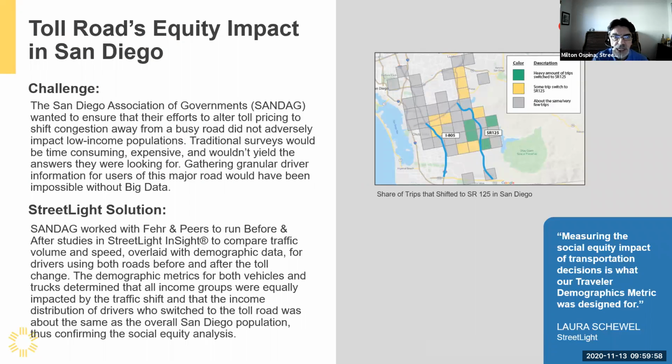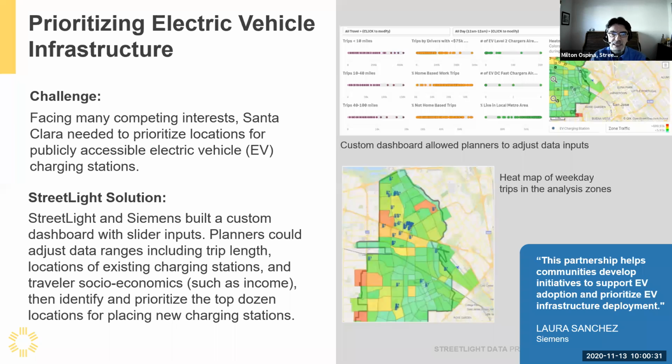This one had to do with social equity. In the case of San Diego, they were going to add a toll road. One of the comments there was, is this going to impact people of color or traditionally disadvantaged communities? They wanted to be able to look at the demographics associated with all the trips and see whether or not people of color were going to be impacted more than any other community in that particular area.